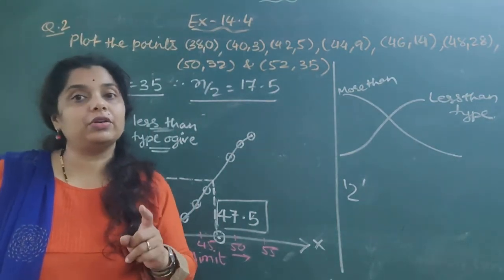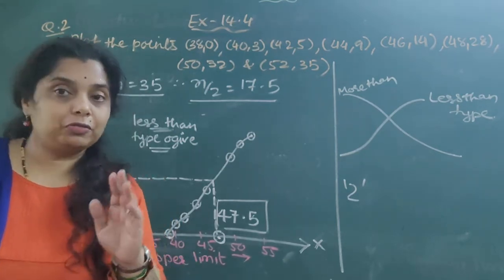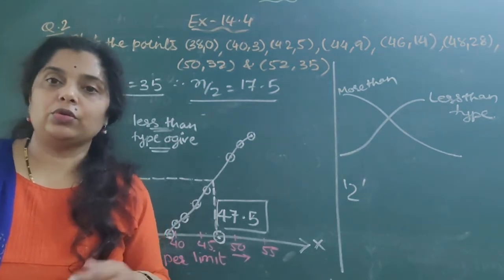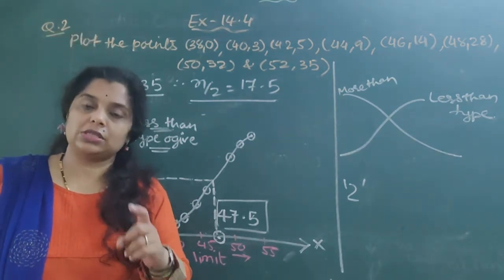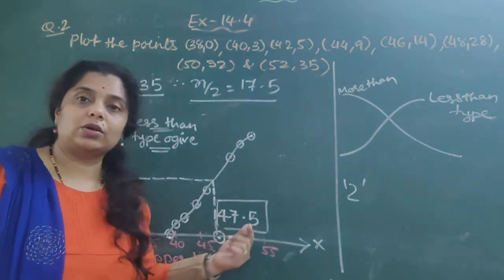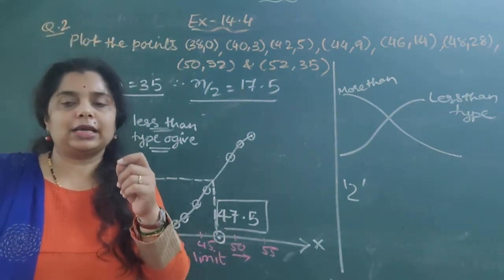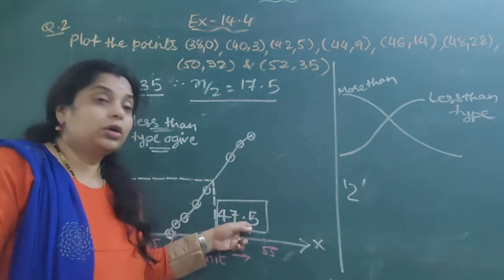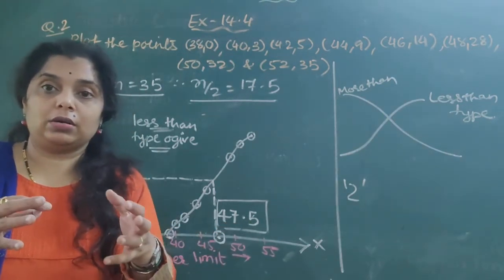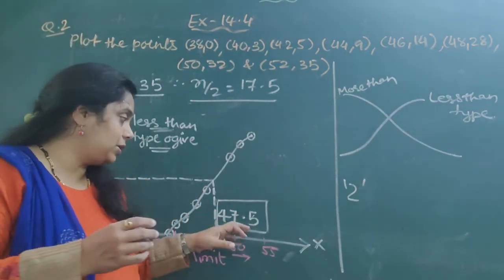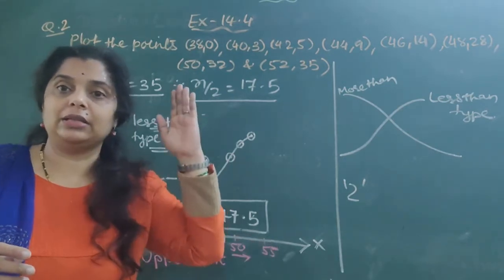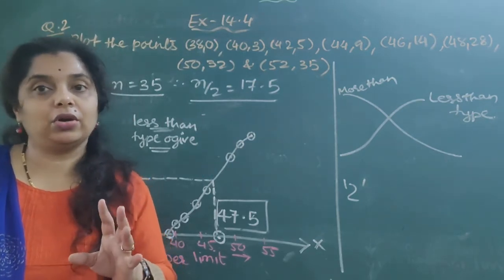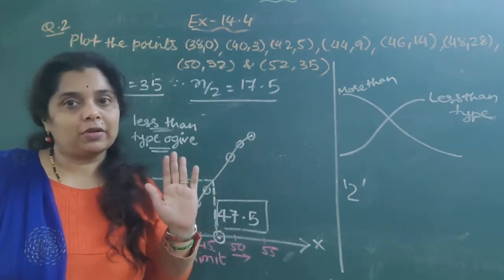Now you have to verify your answer by applying the formula of the median for grouped data. I hope you can do that on your own. Just check whether you get the same answer or quite different. If there is a gap of 0.5 or 1 or 1.5, it is okay. But if there is a huge gap, for example, here you got 47.5 and in the formula you got 20 or 30, then there is some mistake, either in the graph or in the formula.